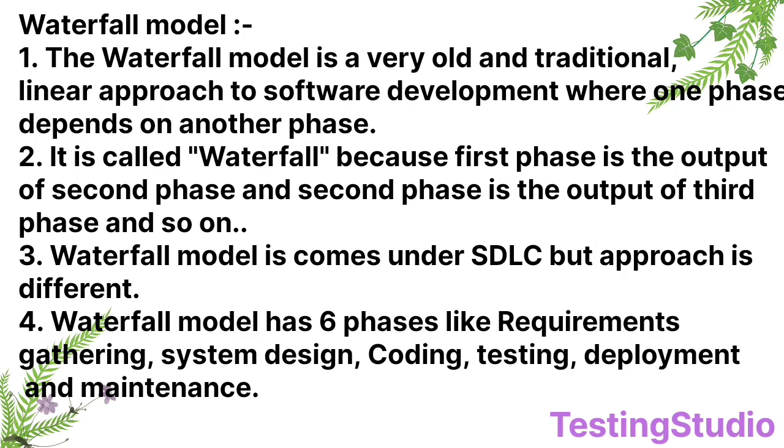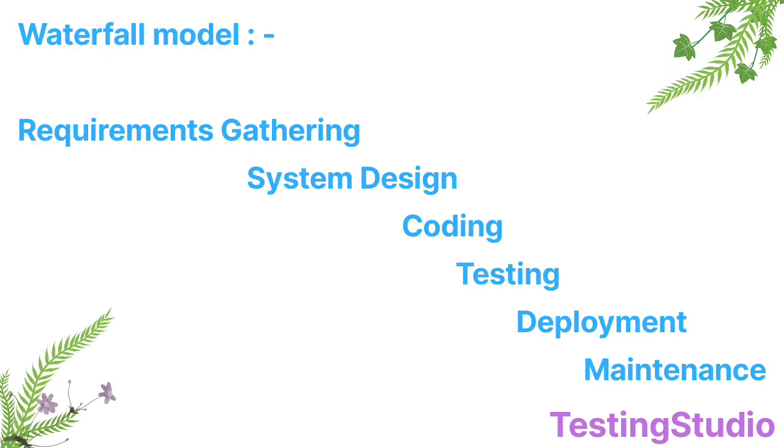Waterfall model is a very old and traditional linear approach to software development where one phase depends on another phase. It is called waterfall because the output of the first phase is the input of the second phase, and the output of the second phase is the input of the third phase, and so on. Waterfall model comes under SDLC, but the approach is a little bit different. Waterfall model has 6 phases: requirement gathering, system designing, coding, testing, deployment and maintenance.